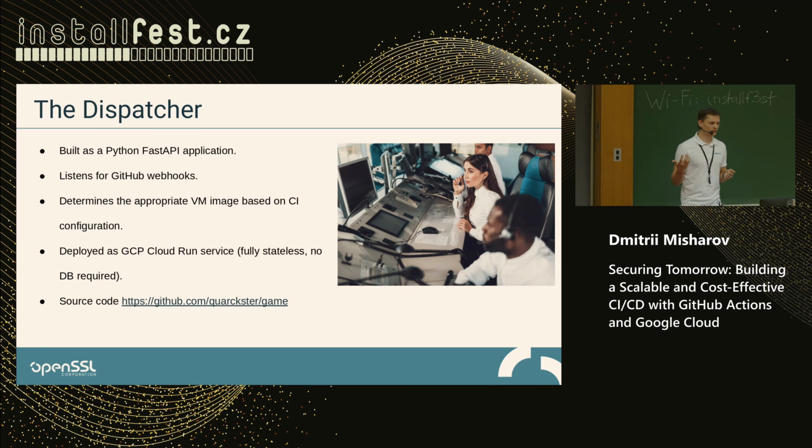So what is the dispatcher? I wrote it as a simple Python FastAPI application. It listens for GitHub webhooks. A webhook is just a JSON payload, which we parse, and based on the CI configuration, we spin up a VM image, which can be whatever you build it, and deploy it.